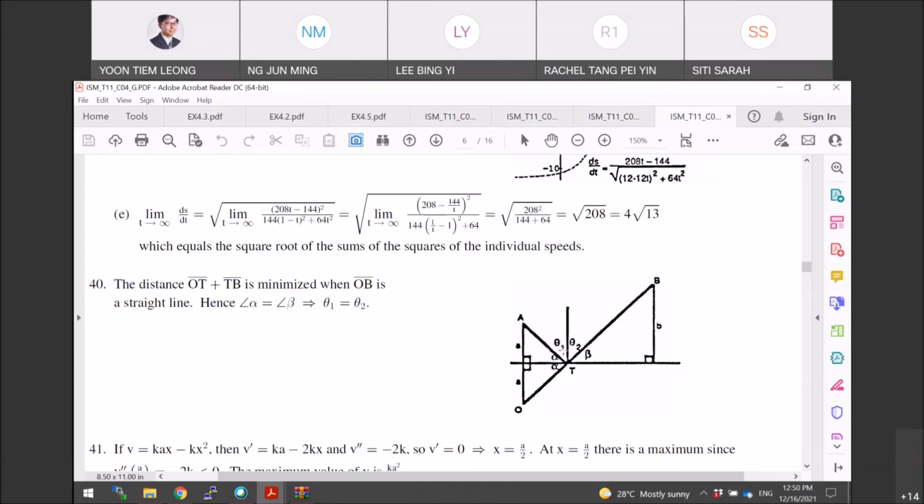So you look at this triangle. In general, theta 1 and theta 2 are not the same. That also translates into the fact that alpha and beta are not the same. So if alpha and beta are not the same angle, then the length from O to T and from T to B would not be of the same line. Maybe I can scribble it here. I think we are almost done with that.